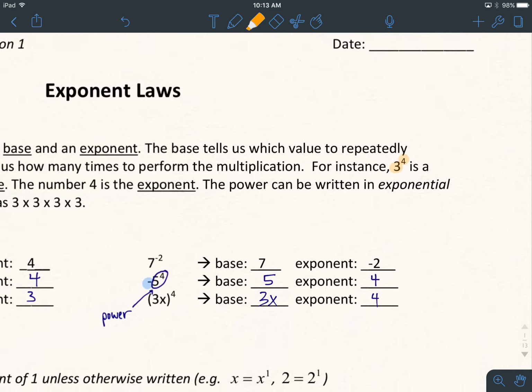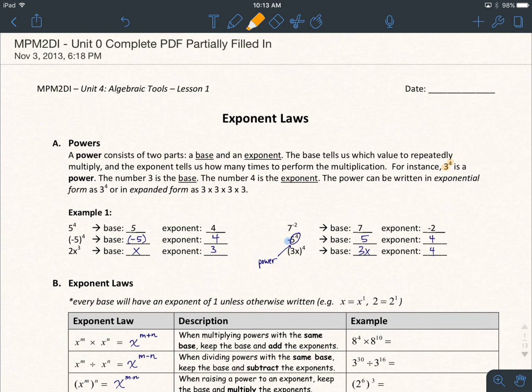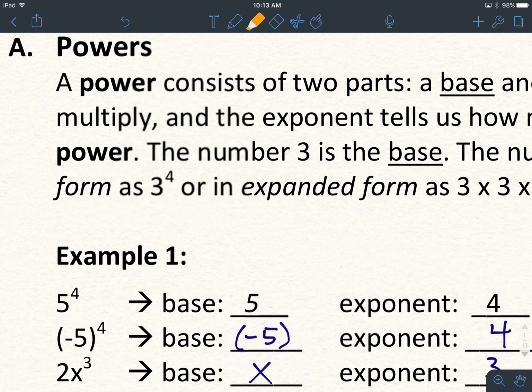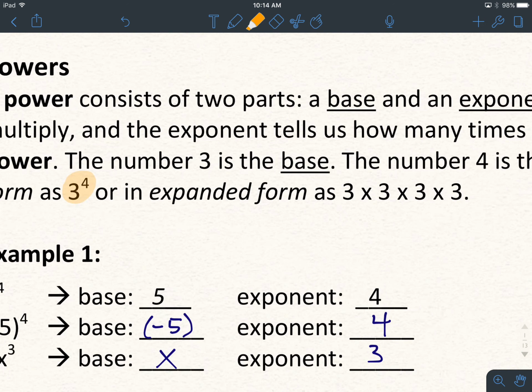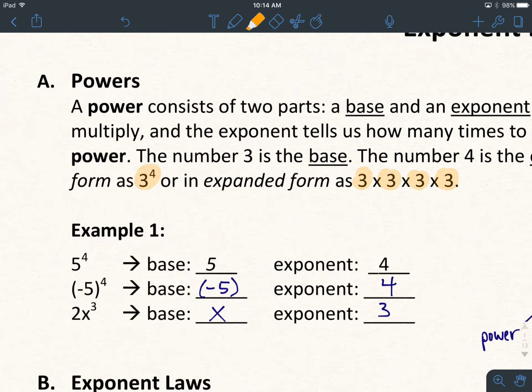And there's two different ways that we can write this. One is what they would call exponential form, and you see that over here. That's 3 to the exponent 4. And to write this out just reinforces the definition, which is 3 is your base, that tells you which number to multiply, and you are going to be multiplying it by itself 4 times, and that refers to the exponent. So let's have a look at example number 1.